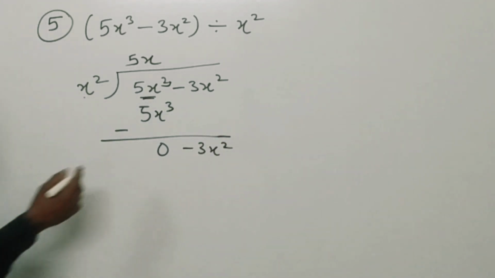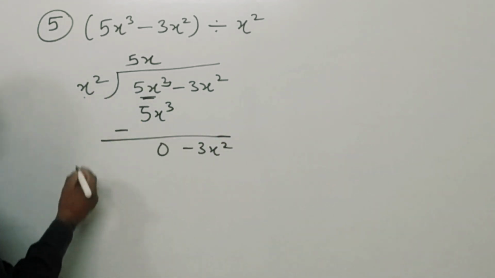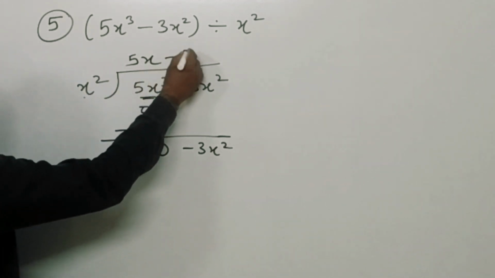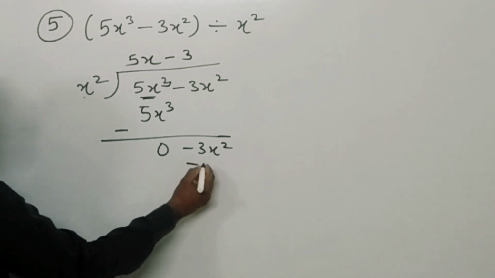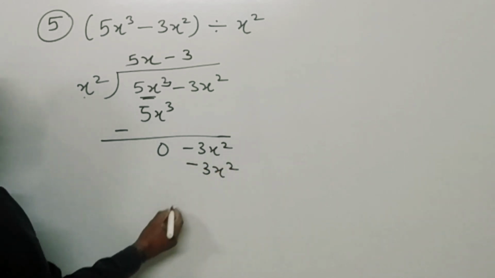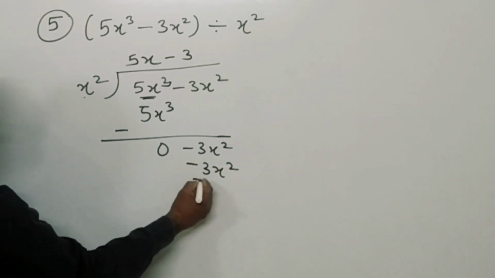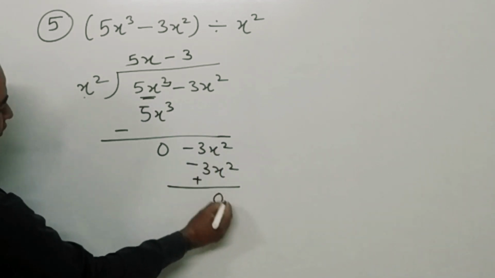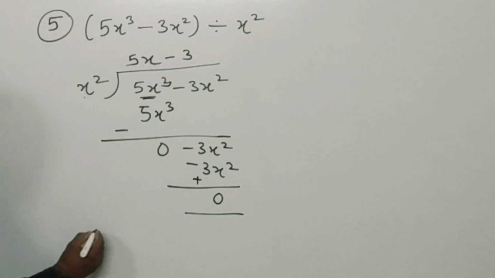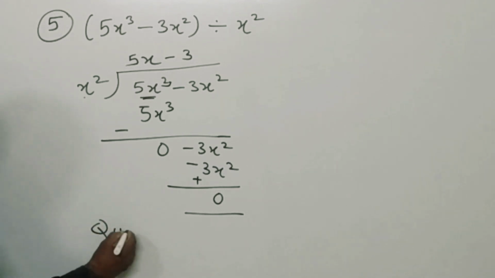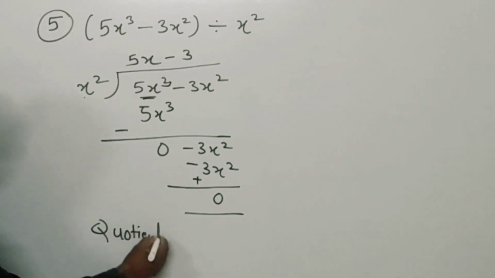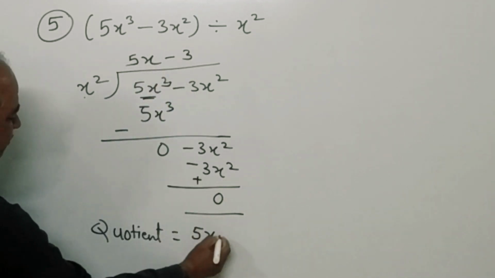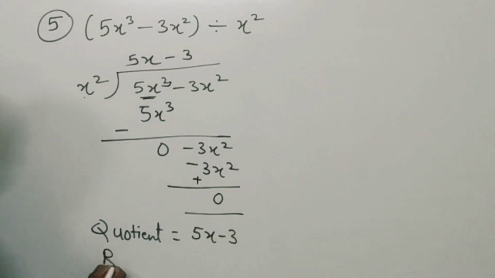Now still this minus 3x square is divisible by x square. So x square into minus 3 is equal to minus 3x square. Change the sign, minus will become plus. So minus 3x square plus 3x square is equal to 0. So the quotient here is 5x minus 3 and remainder is 0.